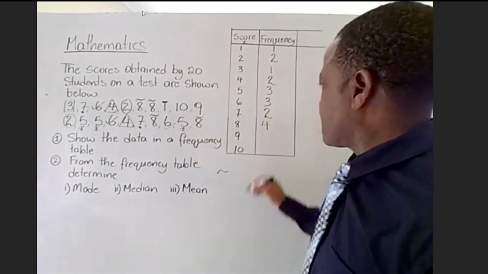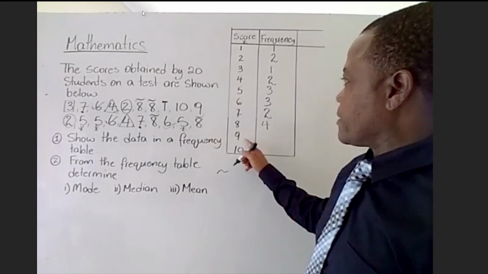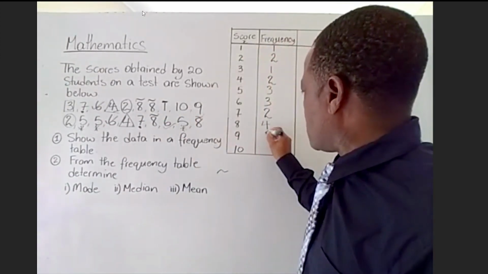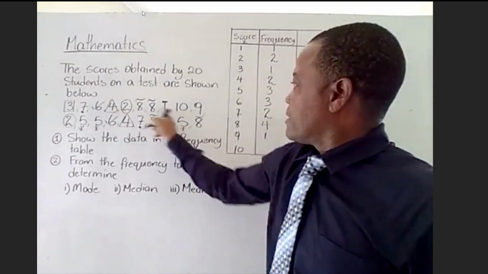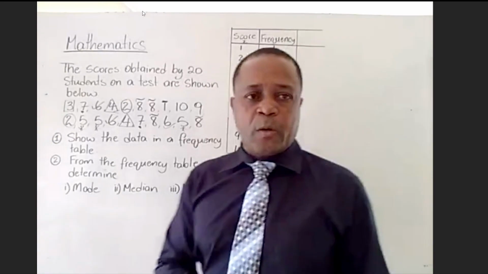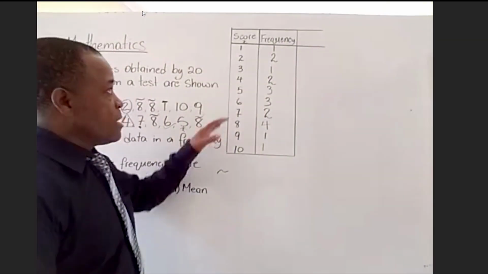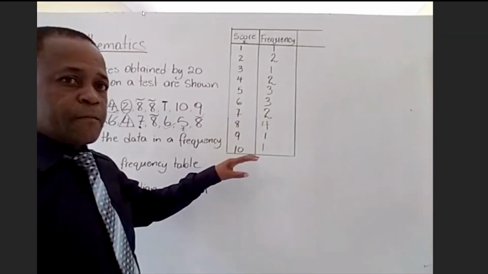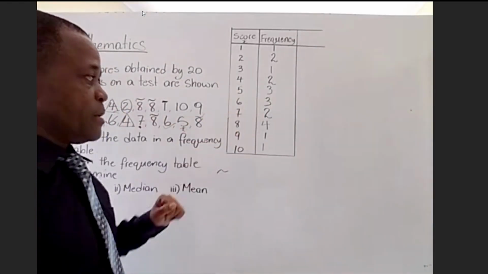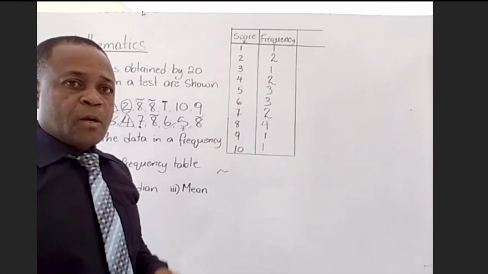So that's 4. How many 9's we have up there? 1 9, so that is 1. How many 10? 1. Now, there we go. We would have completed the frequency table here from our raw data.